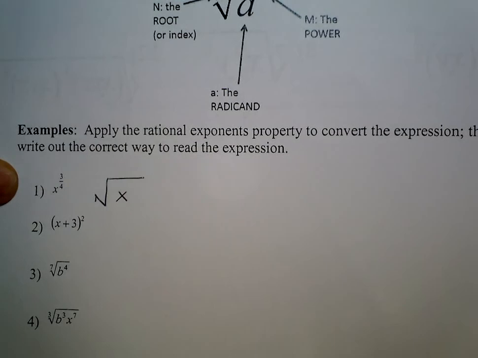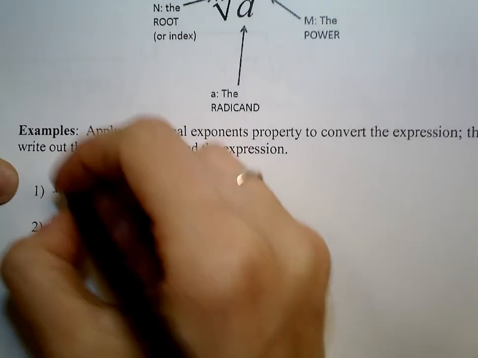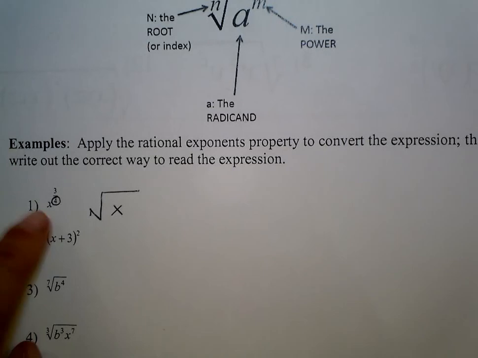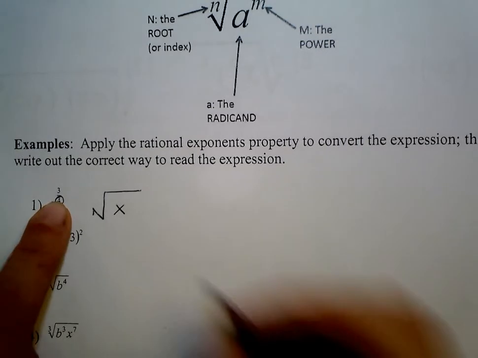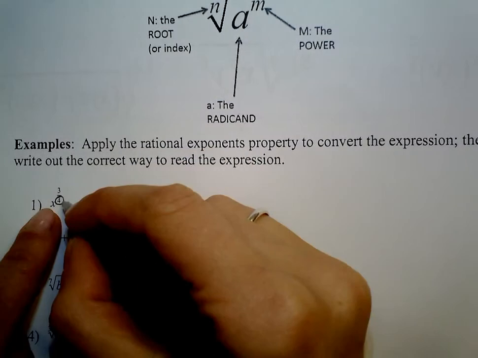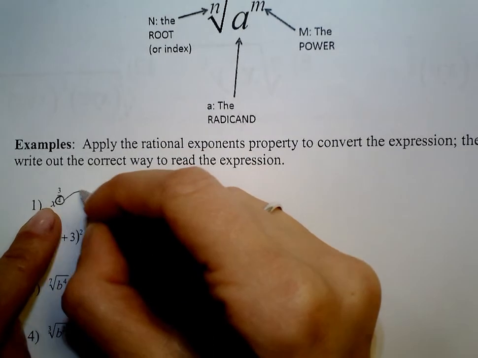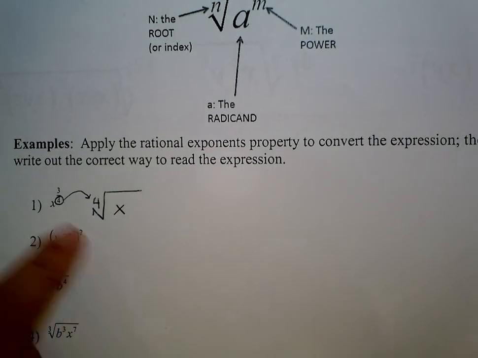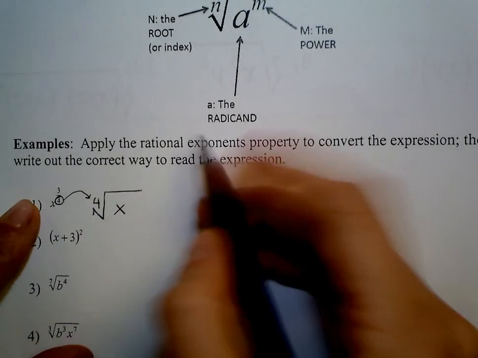So the trick is, I want you guys to get in the habit of circling the denominator. The denominator will always be the root. So circle the root, circle the denominator, and you put it as your root. Everything that's left, which is the 3 on top, stays on the x.